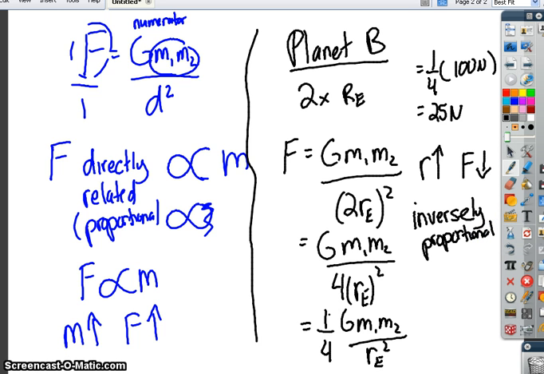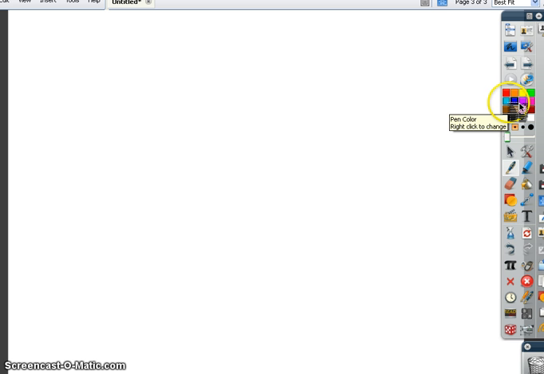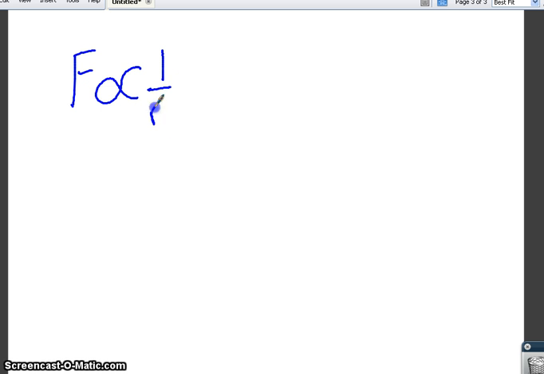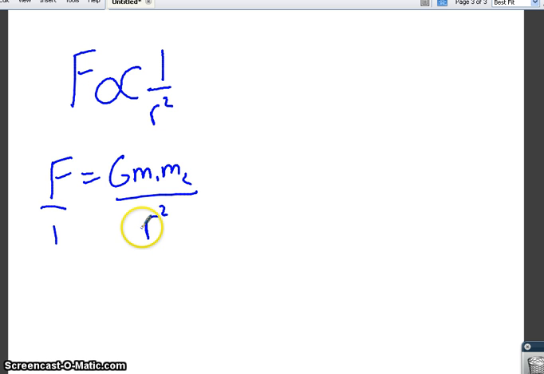We'll go to the next page. So once again, force is proportional to 1 over r squared. We see it in the equation here, G m1 m2 over r squared. Force is in the numerator, radius is in the denominator, so these are inversely related. That means when force goes up, radius goes down. However, these are inversely related, but notice that it's r squared. So this is called an inverse square.